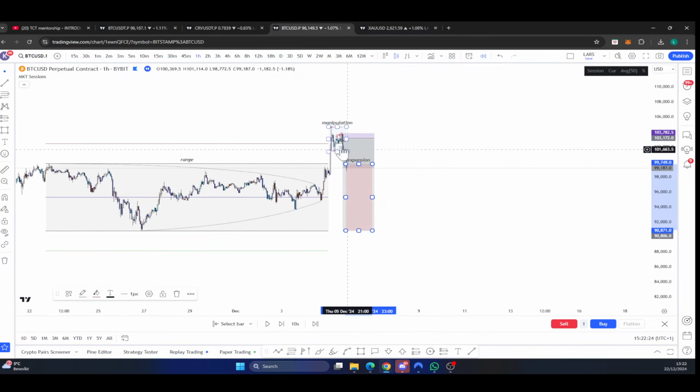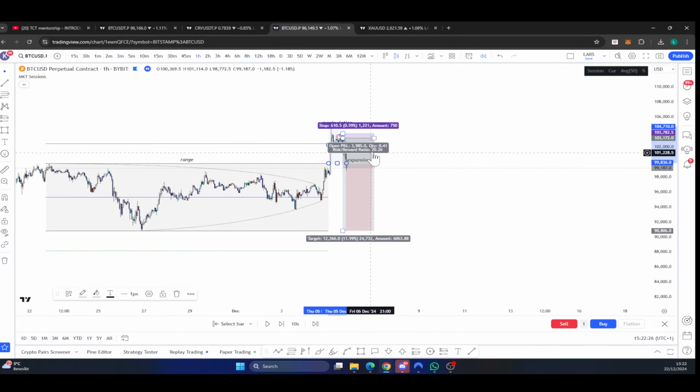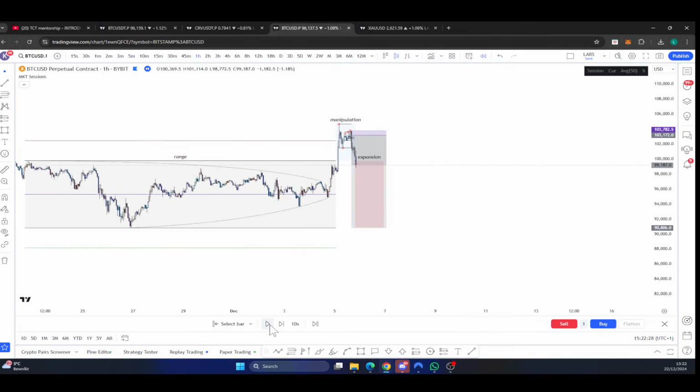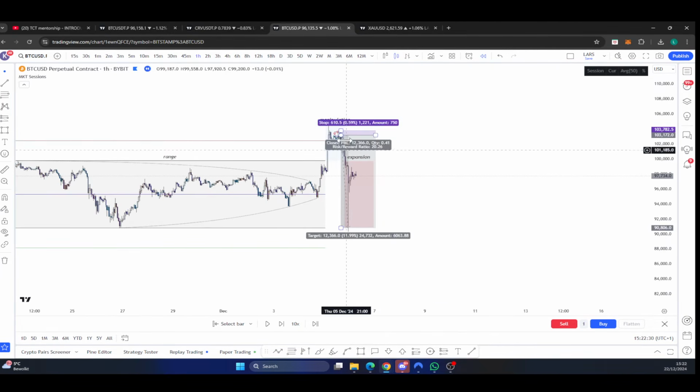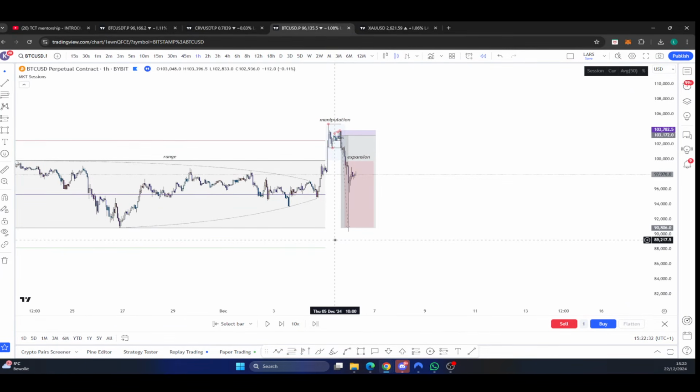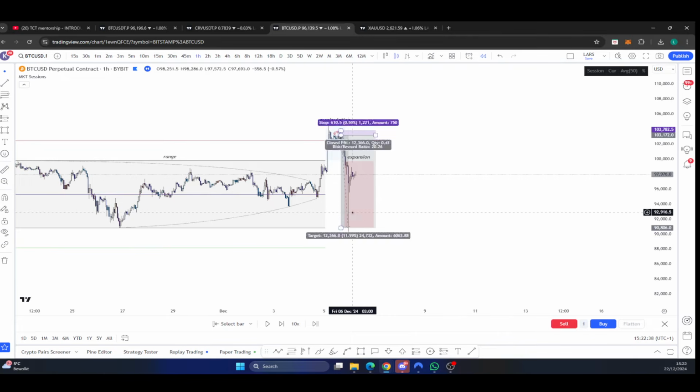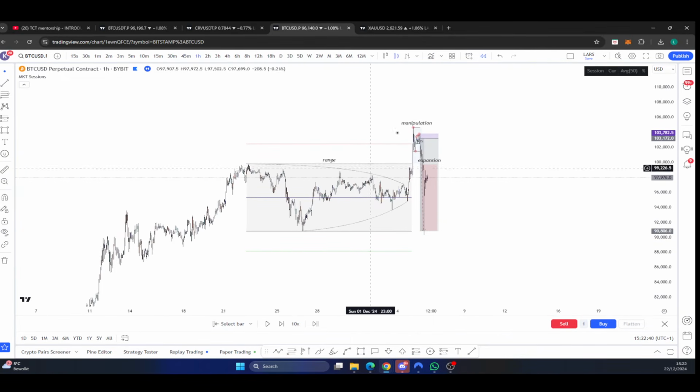Boom. Connect that. There you have it. Look at the outcome. Boom. And look at the aggressiveness of the move. And this is what I'm saying. These PO3s, when they move, they tend to be very aggressive because it's such an aggressive manipulation play.